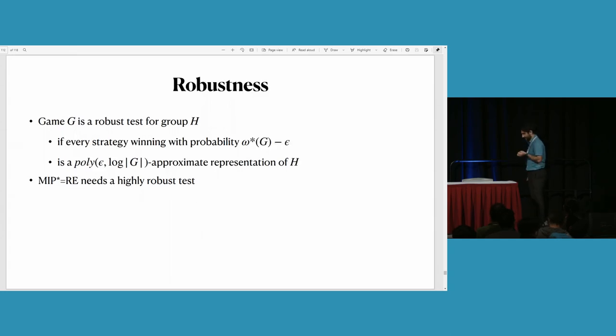The other important property of self-testing is called robustness. We say a game G is a robust self-test for H if every almost optimal strategy is an approximate representation of the group H. For example, the MIP* = RE result required a highly robust self-test and a highly efficient self-test, and that really is the most important technical part of their proof.